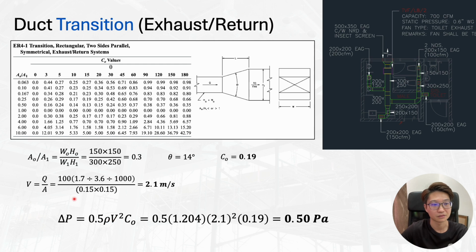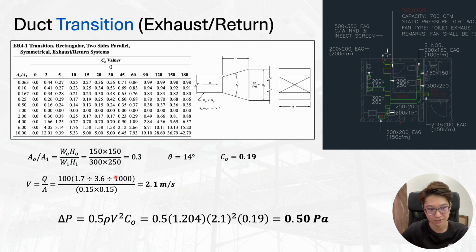We need V, velocity. There will be different velocities for different duct transitions. Let's refer back to this diagram again. For velocity, you want to take the velocity before going to the transition, because the Q is here. Before it is 100 CFM, so we just use this 100 CFM, then this is the conversion.